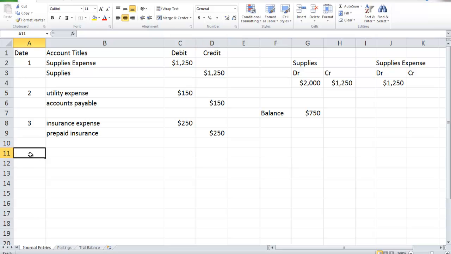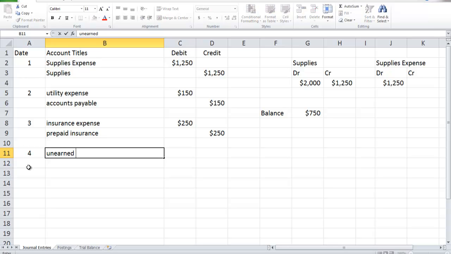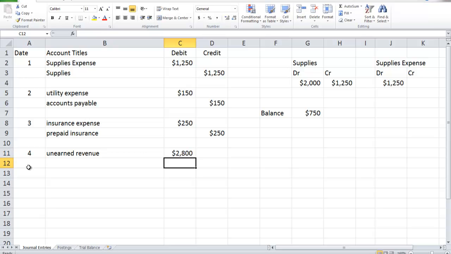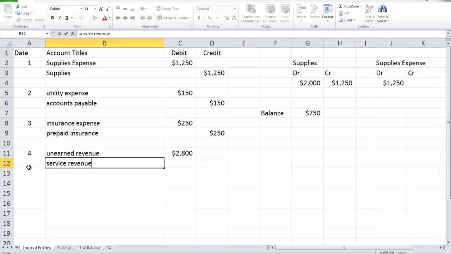So transaction number 4. It says that $2,800 of unearned service revenue has been earned at the end of the month. So unearned revenue had been previously credited, so we're going to debit that. And then service revenue has now been earned. So that's a credit for $2,800.